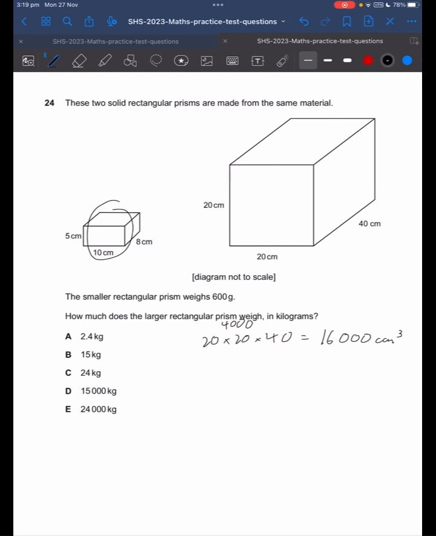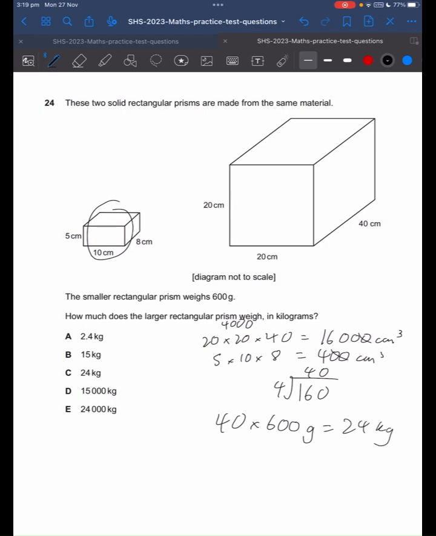So that's the volume of the big rectangular prism. For the small one, we'll do 5 times 10 times 8, which gives us 50 times 8, 400 centimeters cubed. From there, we divide, so we can cancel out the zeros. So 160 divided by 4 gives us 40, and 40 times 600 grams is 24 kilograms. So the answer is C.